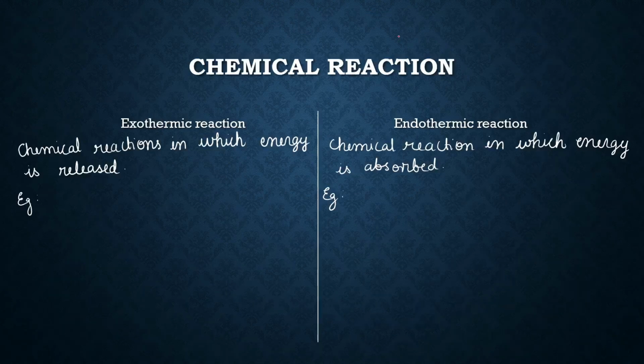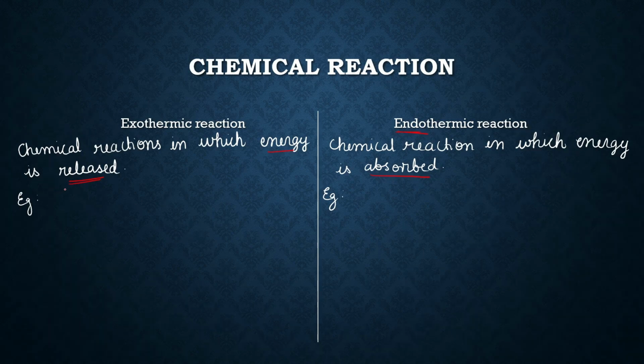Now let's move on to the next topic. That is classification of chemical reactions based on the energy. If the energy is absorbed or if the energy is released, we classify the chemical reaction into two types. If the chemical reaction involves the release of heat energy or any sort of energy, we refer to that as an exothermic reaction. And if the chemical reaction involves the absorption of energy, then we refer to those reactions as endothermic reactions. So let's consider a few examples.